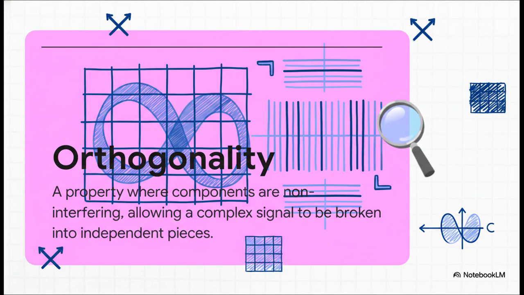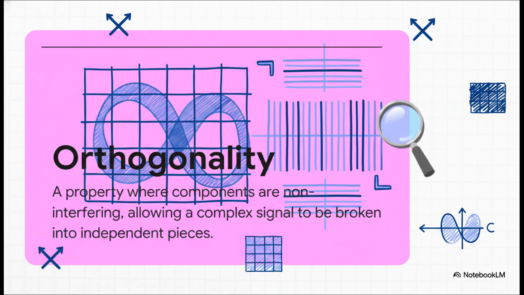The principle is called orthogonality, and here's a great way to think about it. Imagine you're tuning a stereo. You've got separate controls for the bass, the mid-range, and the treble, right? They're orthogonal, which just means you can crank up the bass without messing with the treble. They don't interfere. Well, the DCT does the exact same thing for an image.